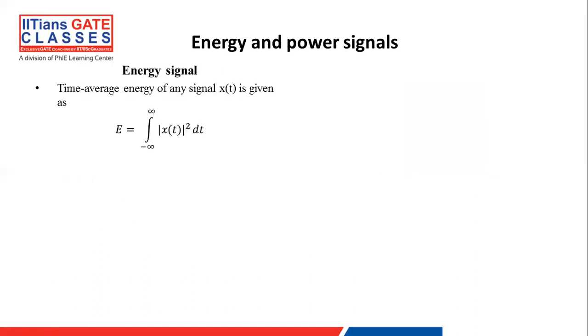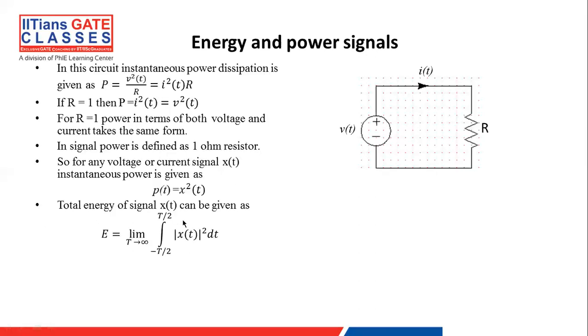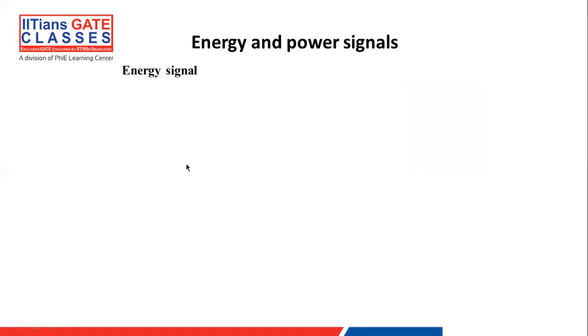Now, to calculate the energy of any signal, you can apply this formula. This formula is the same as this formula where t is tending to infinity. So when you put t equal to infinity, this will become minus infinity to infinity. So that is this formula. This is the way to calculate the signal energy of any signal. But this doesn't conclude whether the signal is power or energy. This is just a way to calculate that the signal has this much energy.